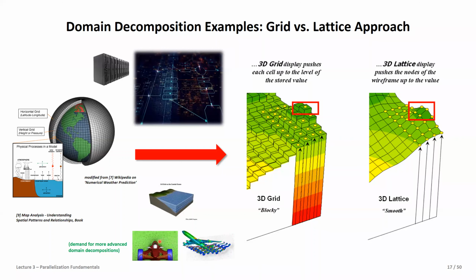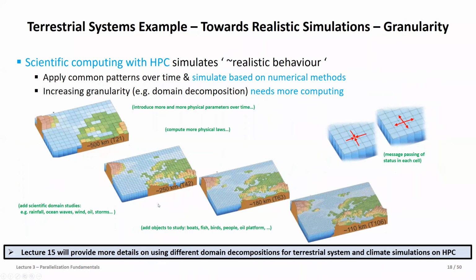So you would basically compute what's happening around this race car or around the Airbus here much more in detail. And with this, you can carry on. We have examples in lecture 15, for instance, where you think about a very blocky character. Maybe Iceland is here somewhere. But then, of course, you can add scientific domain studies, rainfall, etc., more details. You can always add to have more realistic behavior of these simulations.